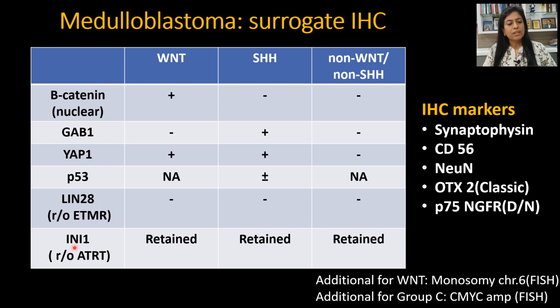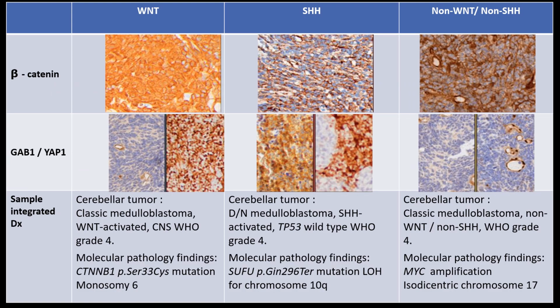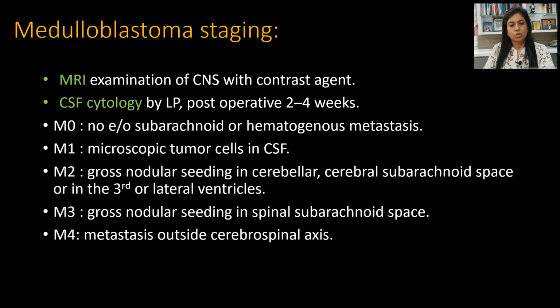ETMR is ruled out by doing LIN28, and INI1 nuclear expression is retained in all medulloblastomas. So this is an example of one integrated diagnostic report. The histopathology is classic. You can see the beta catenin nuclear positivity. GAB1 is negative, YAP1 is positive. So the integrated diagnosis is classic medulloblastoma, Wnt activated, CNS WHO grade 4, with the molecular finding, that is CTNNB1 mutation. Similar it is for SHH and non-Wnt non-SHH.